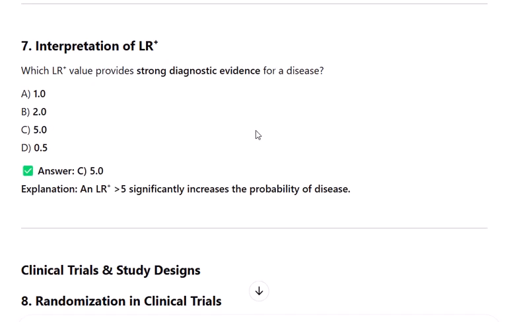7. Interpretation of LR. Which LR value provides strong diagnostic evidence for a disease? A, 1.0, B, 2.0, C, 5.5. Answer C. Explanation: an LR of 5 or more significantly increases the probability of disease.